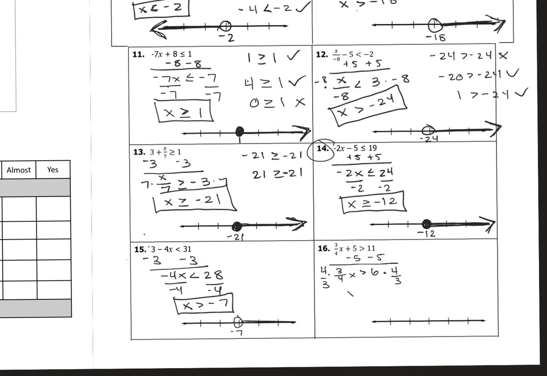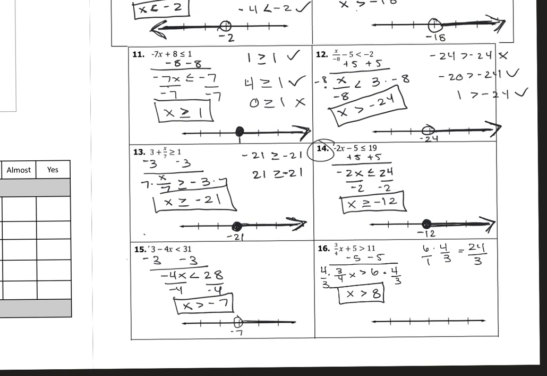So we have that x is greater than 6 times 4 over 3. We can make 6 a fraction by putting it over 1. 6 times 4 is 24. 3 times 1 is 3. 24 divided by 3 is 8.